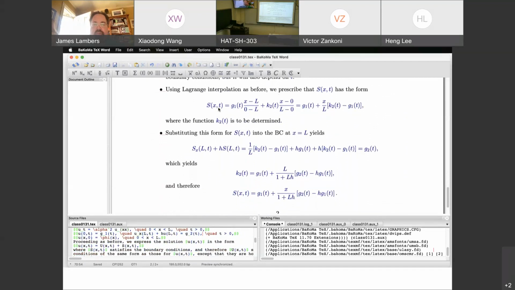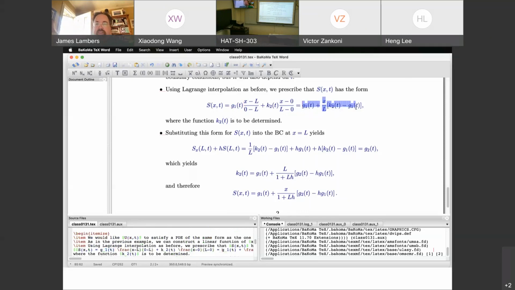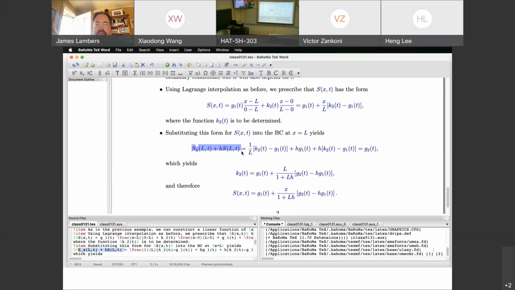So you can see the whole procedure for finding capital S here. So I need a linear function that I know will satisfy the left boundary condition. That's simpler. And then it will be equal to some unknown function K2 at the right endpoint. I then use this value at x equals L and also its derivative at x equals L to plug into the right boundary condition, and then require that the result equal my right boundary value, G2.